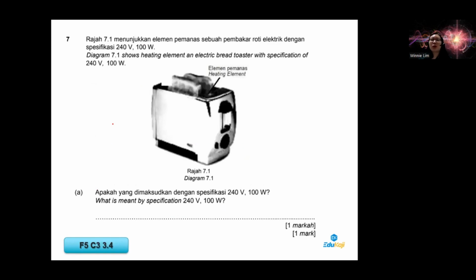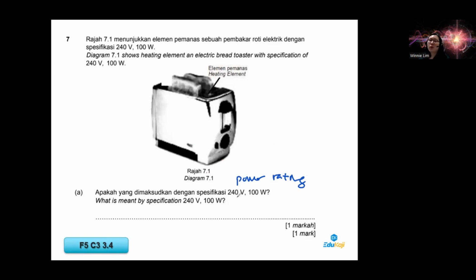Now, on question 7 in section A. Diagram 7.1 shows a heating element of an electric bread toaster with specification of 200 volt and 100 watt. So they like to ask, this is called power rating. This value is called power rating. Actually, all the electrical appliances have this power rating.